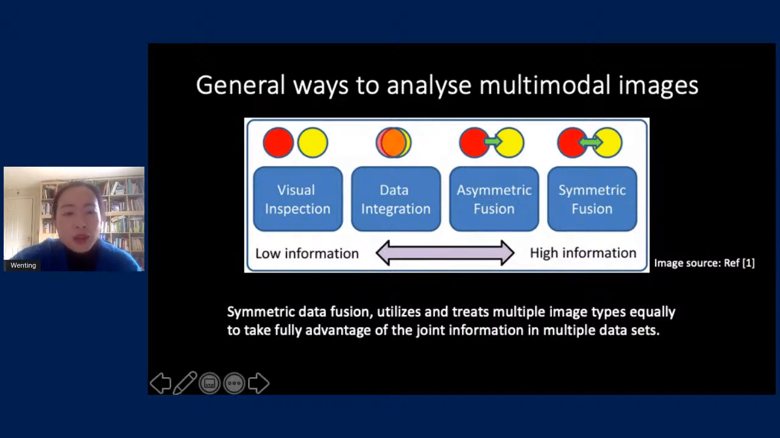The second strategy is data integration. This type of approach analyzes each image type separately and then overlays them. But this only allows for an examination of each type of data overlaid on each other. There is no interaction between these data modalities. There is no way you can find out the cross information between these modalities.